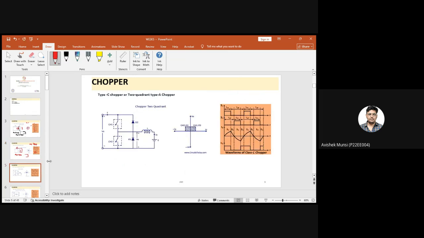Next is the type C chopper. This is basically a combination of type A and type B. In some books you will find it called a class. From the figure, it is a combination of type A and type B. Since it is a combination of type A and type B, obviously it will work in two quadrants. Type A works in the first quadrant and type B works in the second quadrant. So basically, it works as a two quadrant system.